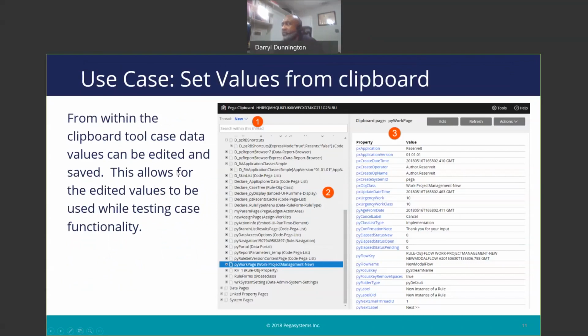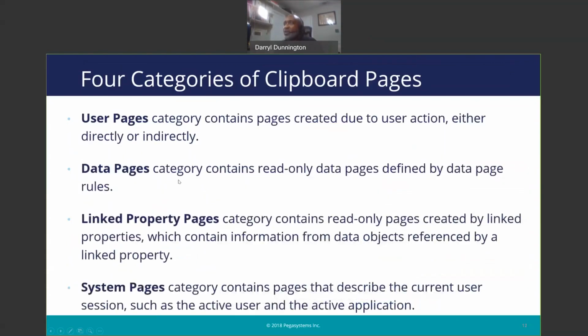So let's see if there's anything I need to show you here. We have 4 categories of clipboard pages. User pages is where you'll see your PY work page. Any data pages you create with the data page that you'll learn about later on in information exchange, you will see that here in this category. We have others like link property pages and system pages that you normally don't have to reference unless you are an administrator.